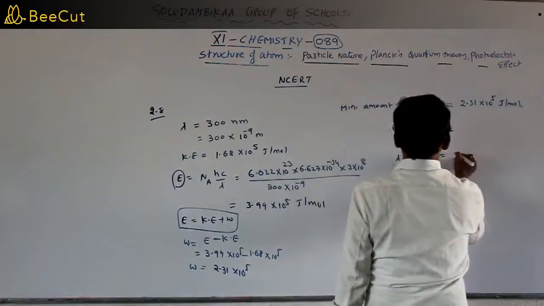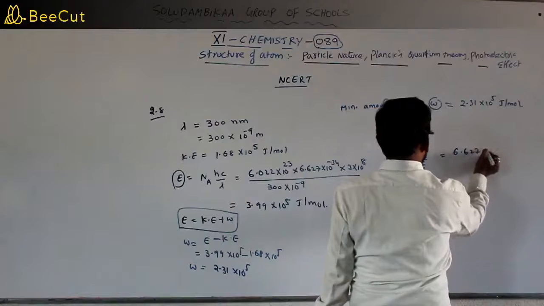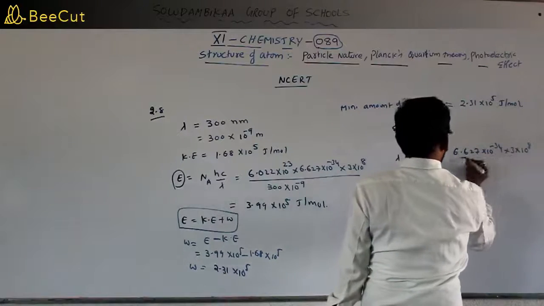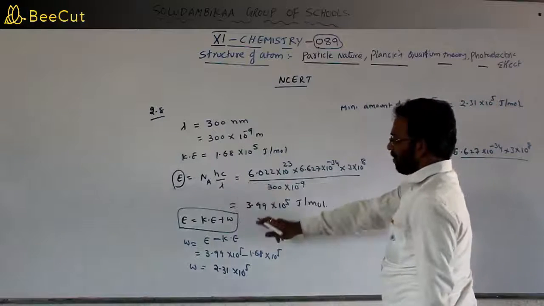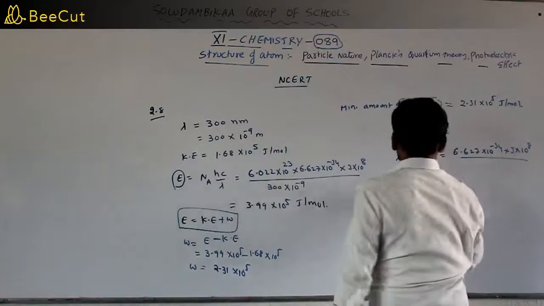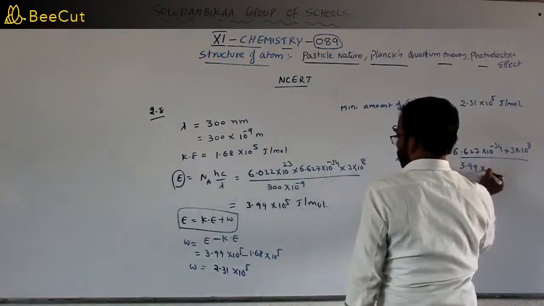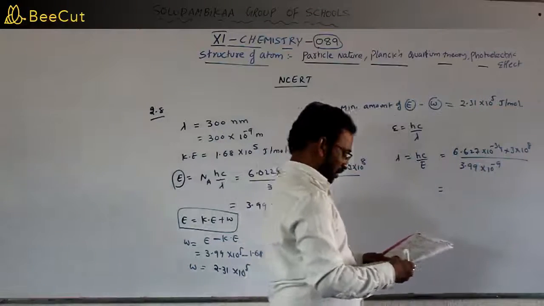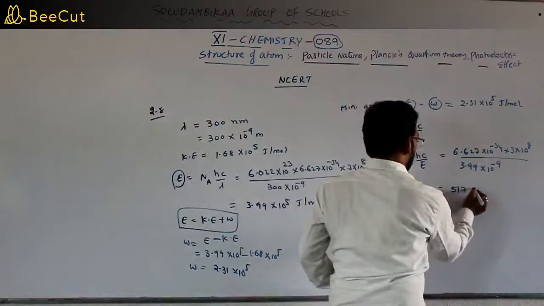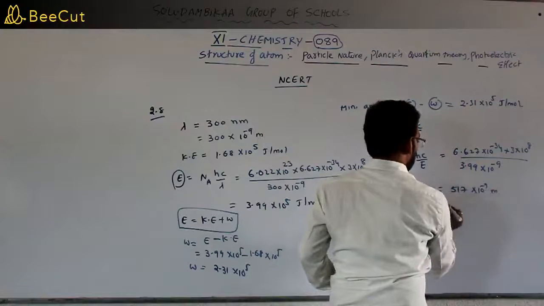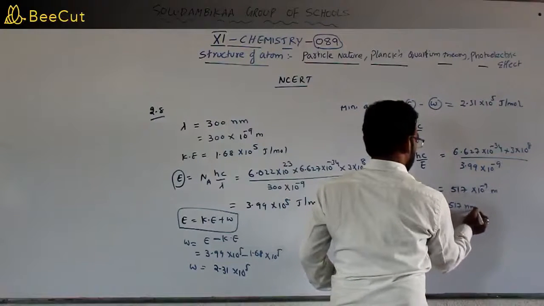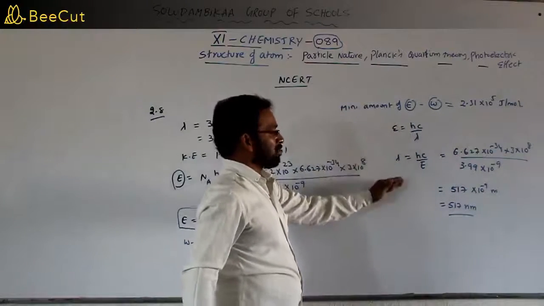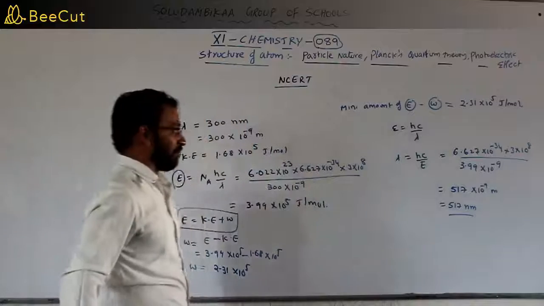So what is h? Planck's constant, 6.627 into 10 to the power of minus 34, into 3 into 10 to the power of 8, divided by the energy of the photoemitted electron, 3.99 into 10 to the power of minus 9. So the total value we get is 517 into 10 to the power of minus 9 meters, that is equal to 517 nanometers. The minimum wavelength required to eject photoelectrons is 517 nanometers.